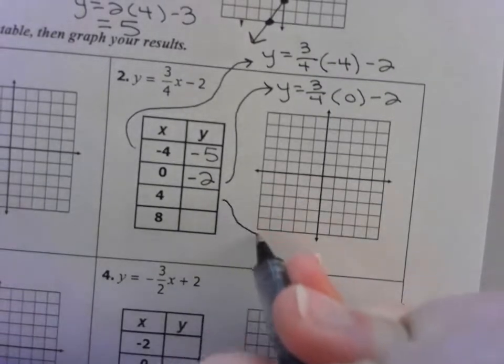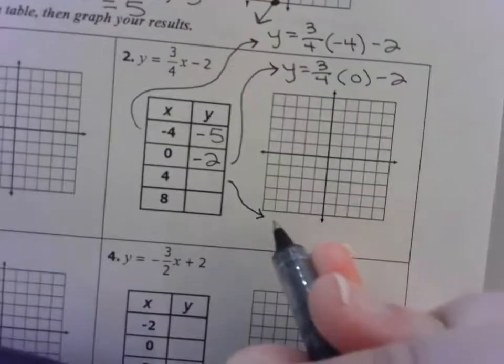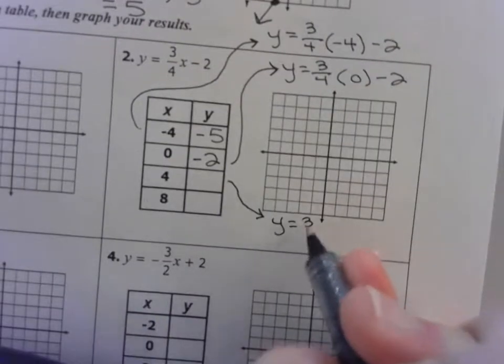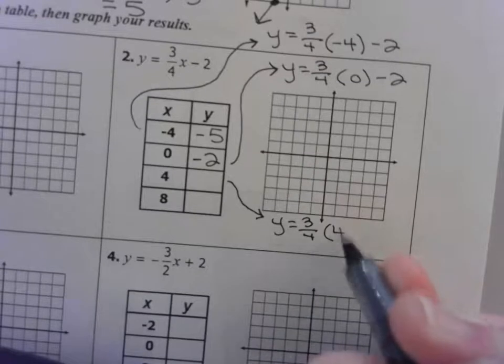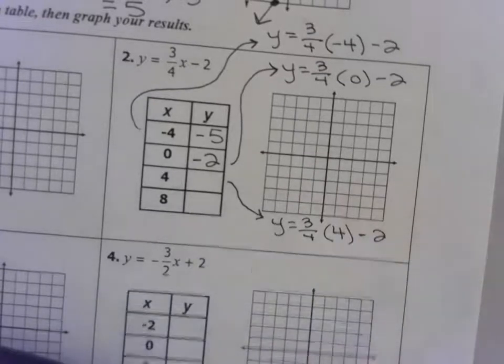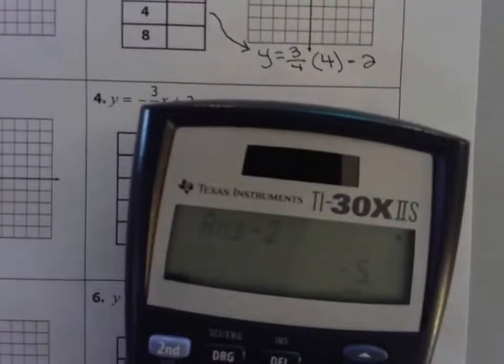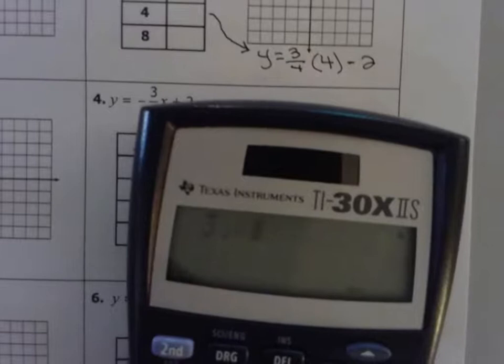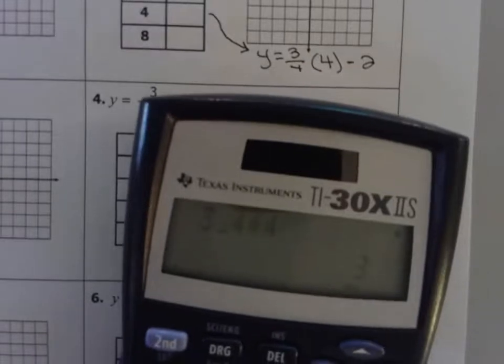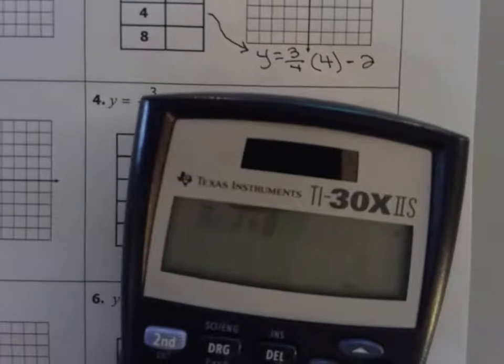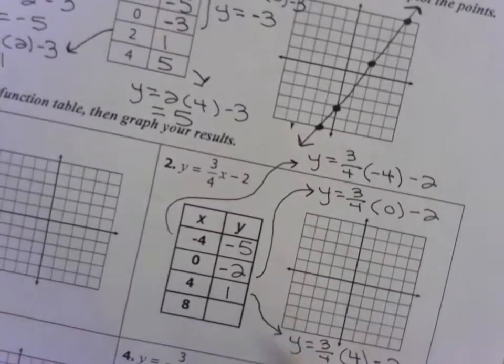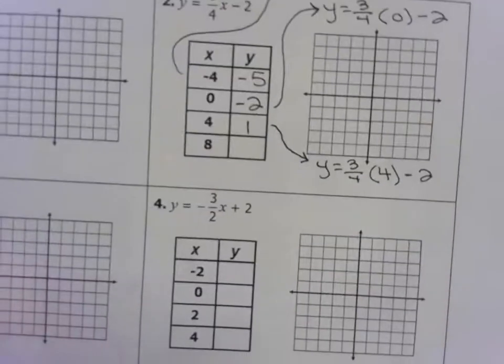Okay, let's look at the next one. Let's plug in 4 for x. So y equals 3/4 times 4 minus 2. Plug that in your calculator. 3 ABC button 4, 3/4 times 4, which is 3, and then minus 2, 1. So that is 1. So make sure you know how to enter a fraction into your calculator.